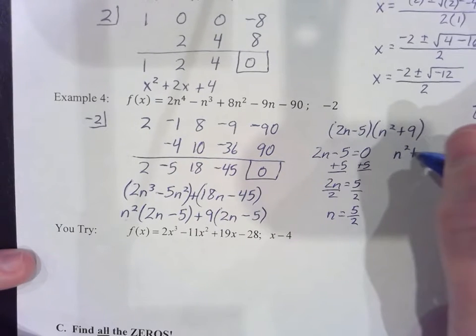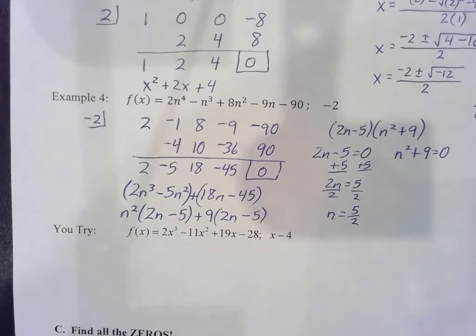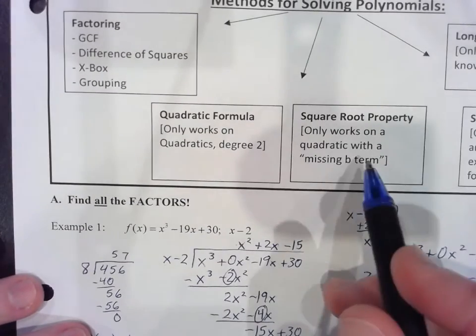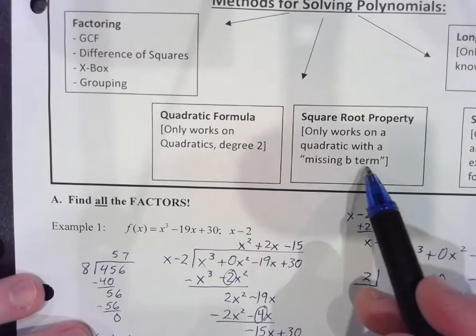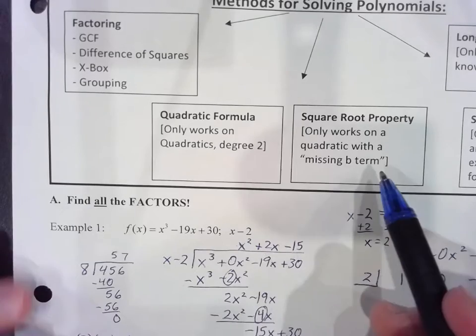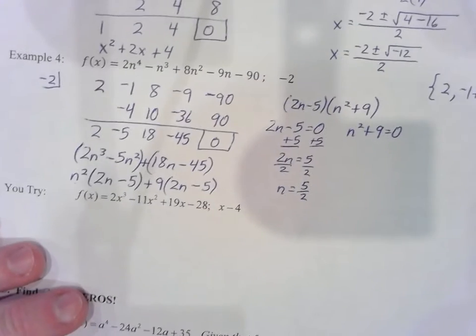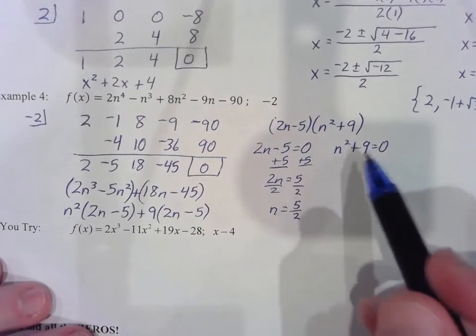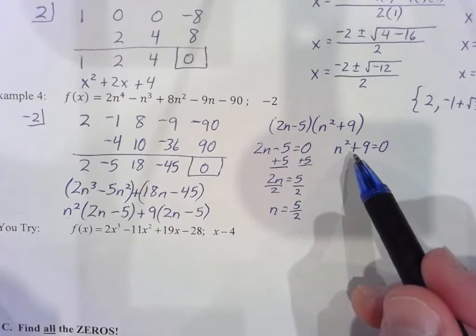N squared plus 9 equals 0. So at this point, it doesn't factor, so we could use quadratic formula. But the other method that is mentioned on the front is the square root property. Only works with a quadratic with a missing b term. It has ax squared and it has c, but it doesn't have the bx. Which this one fits that situation because it's got n squared, it's got its constant, but not just n. It's missing the middle term.